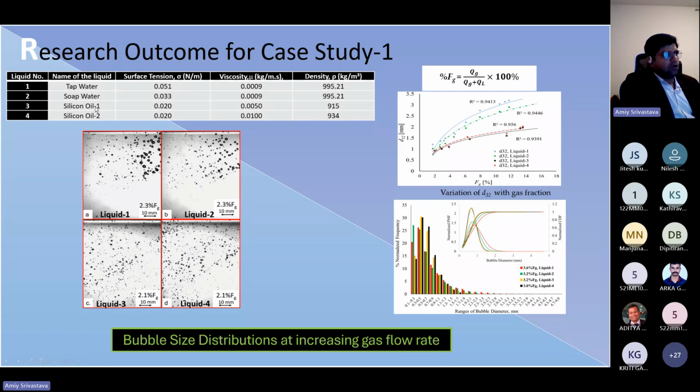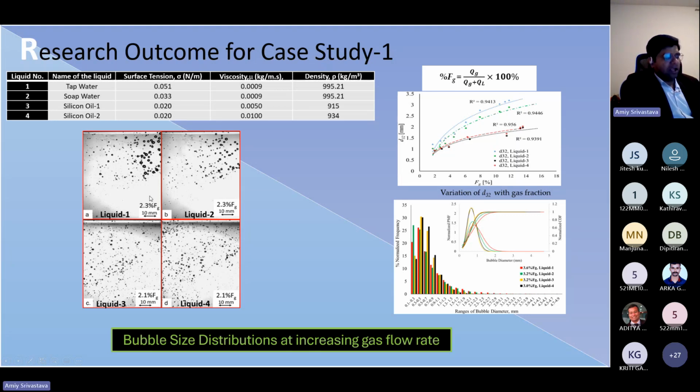Two different types of silicon oil. One silicon oil had a viscosity of 5 cP, and the other had a viscosity of 10 cP. Then I performed a lot of experiments, maybe 200 or 300 experiments. I took an image from each experiment, bubble images like this, and I captured the mean bubble diameter from each experiment.